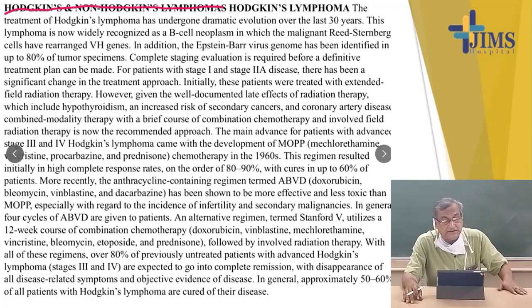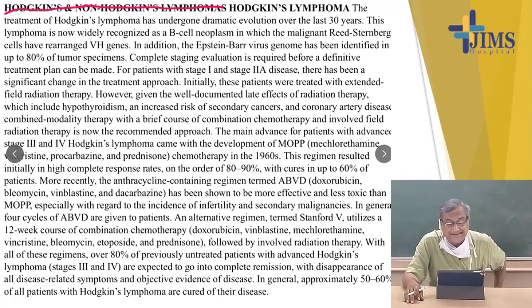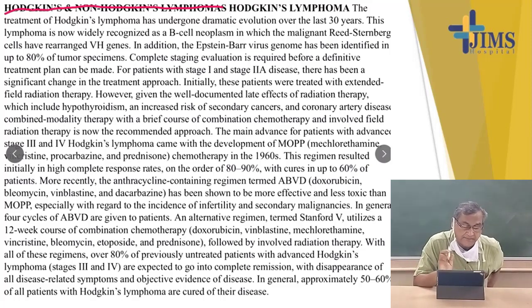This lymphoma is now widely recognized as a B-cell neoplasm in which the malignant Reed-Sternberg cells have rearranged immunoglobulin genes. In addition, the Epstein-Barr virus genome has been identified in up to 80% of tumor specimens. Complete staging evaluation is required before a definitive treatment plan can be made.